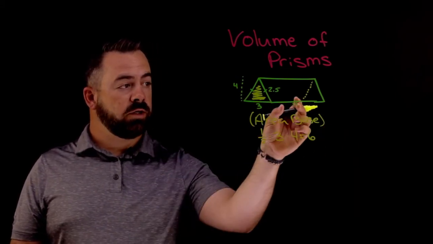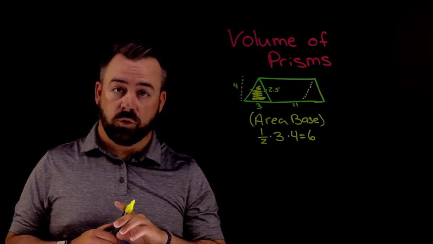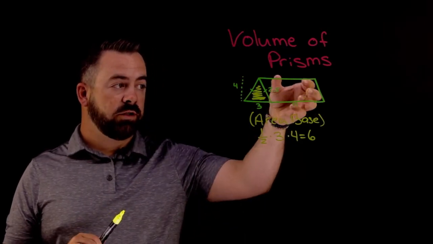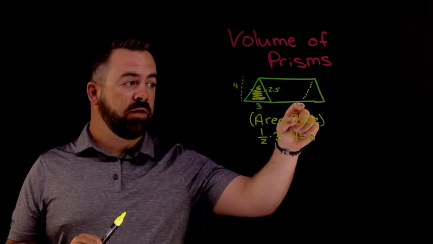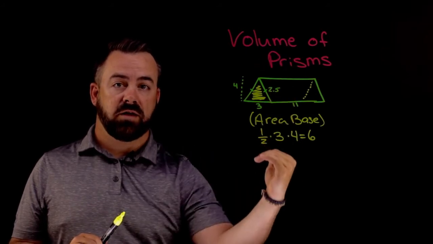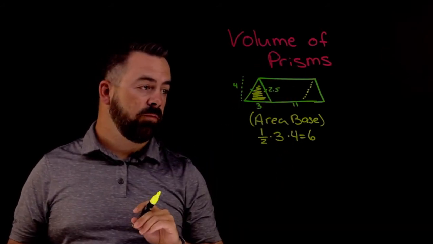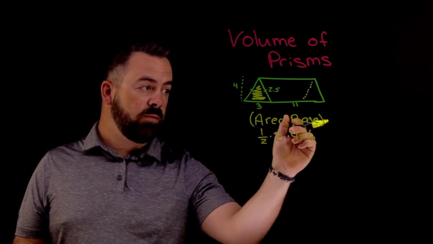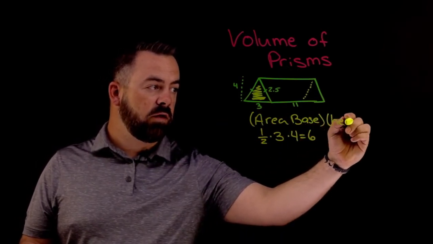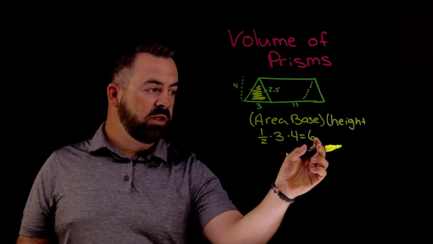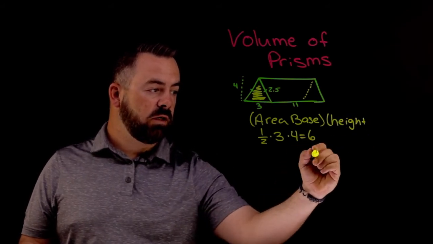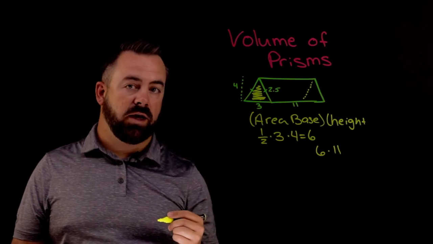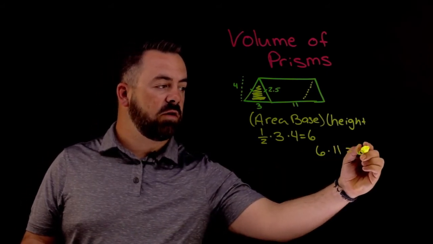Now I need to do something with this 11. And if you remember, we could take the figure, stand it straight up. This 11 now represents the height of the figure. And so the formula for volume is going to be area of the base times the height. So I'm going to take my answer of 6 and multiply that by 11. And I'm going to get 66.